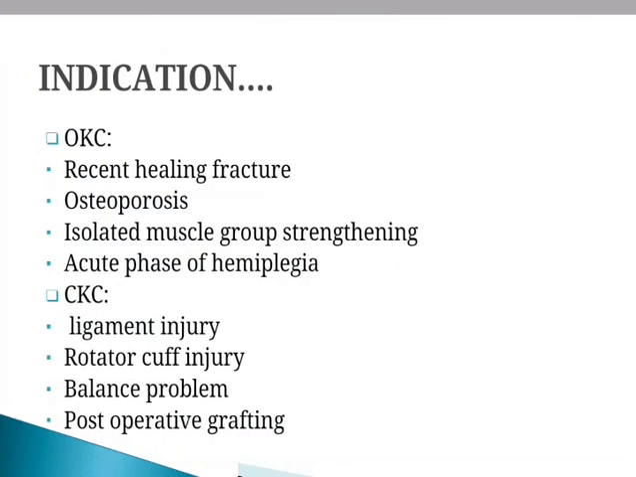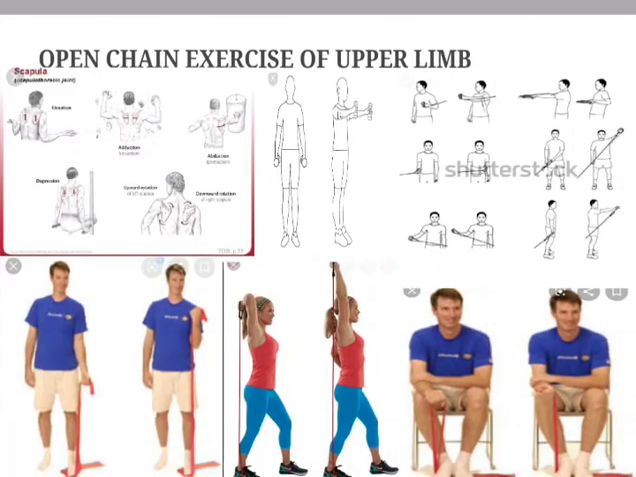So there are some indications. Open kinetic chain can be done in cases like post-operative healing fracture, osteoporosis, isolated muscle group strengthening, or the acute phase of hemiplegia. But closed kinetic chain exercise you can do in ligament injury, rotator cuff injury, balance problems, and post-operative grafting. So there are some pictures of open kinetic chain exercise you can see in the upper limb. First there is scapular movement, then humerus or shoulder movement, then elbow movement, then wrist movement.